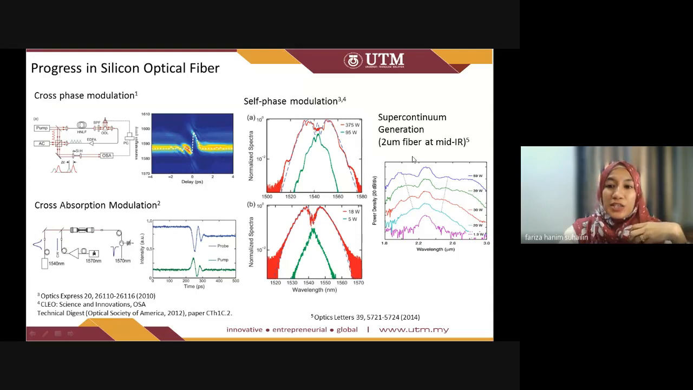The same goes for supercontinuum generation. This is beyond 2 micron in the mid-IR regime. We can see that many more channels can be generated using hydrogenated amorphous silicon core fiber when we move to the mid-IR regime. So these are examples of nonlinear properties or effects that we can probe from silicon optical fibers, for example, for signal processing or generation of new frequencies.